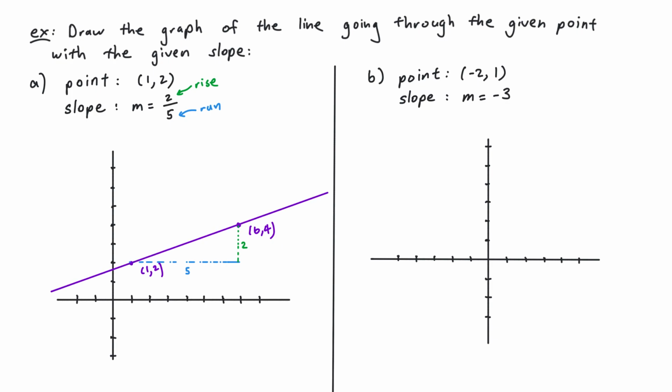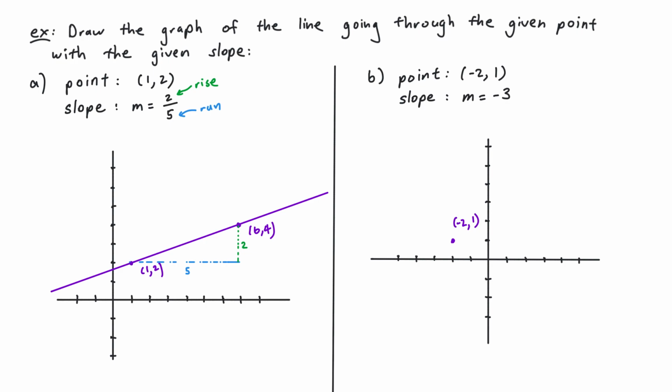For our second example, we want to draw a line that goes through the point (-2, 1) with slope -3. Let's start by placing the point (-2, 1). And again, we're going to use our slope to find a second point that's on our line. In this problem, our slope is m equals -3. Normally, when our slope is a fraction, we can tell what the rise and run is by looking at the numerator and denominator. But in this case, our slope is a whole number.